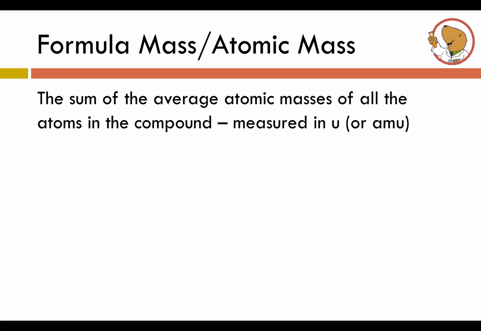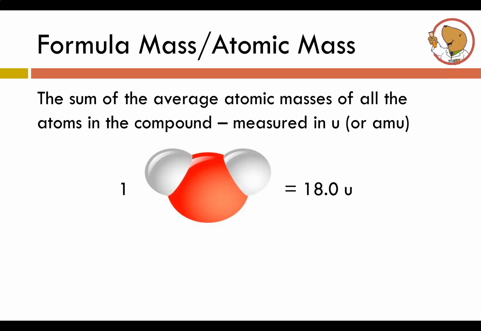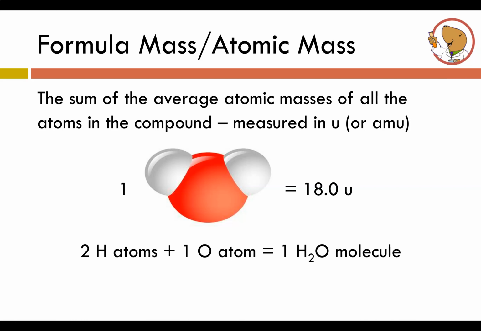Both will do. So let's say that we're looking at a molecule of water, H2O. I'll tell you the one water molecule has a mass of about 18.0 U. In order to find that information, I need to find the mass of hydrogen atoms. I have two of them present in the compound. And I need to know the mass of an oxygen atom. If I add those together, I'll get the mass of one H2O molecule.